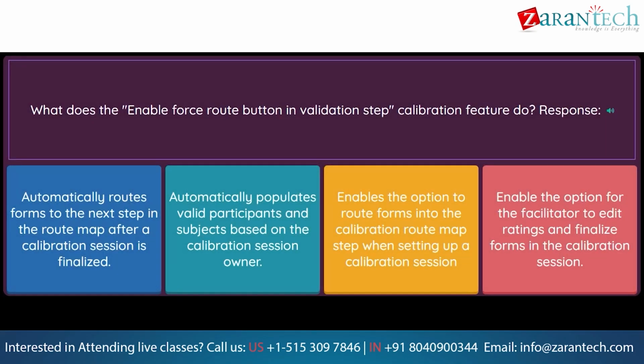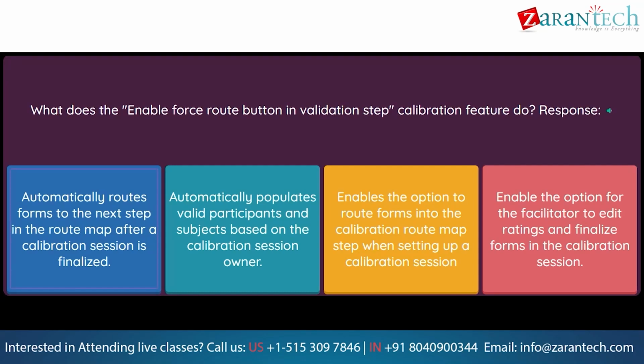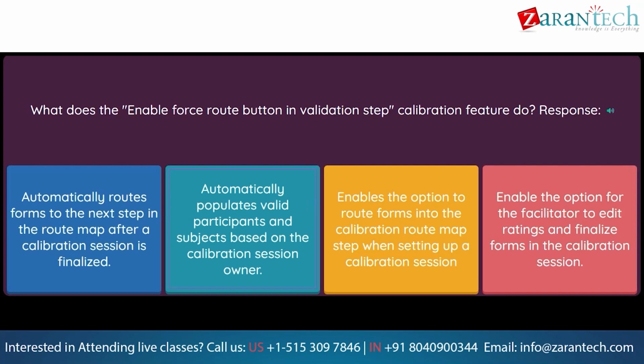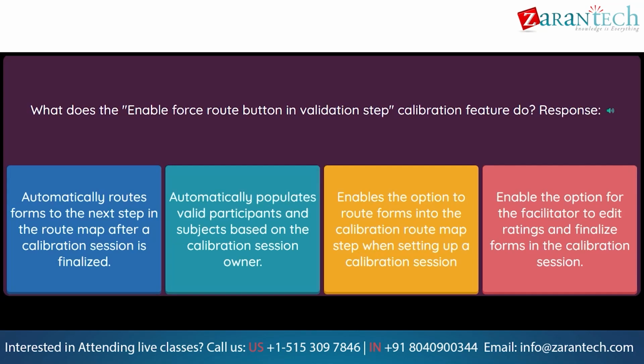Question: what does the Enable Force Route button in Validation Step Calibration feature do? Response: Option 1, automatically routes forms to the next step in the route map after a calibration session is finalized. Option 2, automatically populates valid participants and subjects based on the calibration session owner. Option 3, enables the option to route forms into the calibration route map step when setting up a calibration session. Option 4, enable the option for the facilitator to edit ratings and finalize forms in the calibration session.